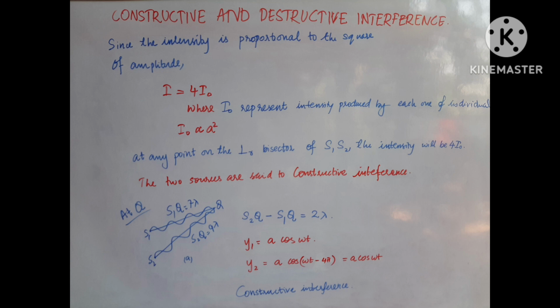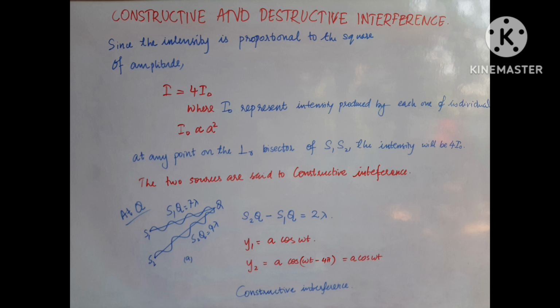When we consider these points, we can say that the perpendicular bisector of S1 and S2 shows this point and shows this kind of interference. And we can say that two sources that interfere like this produce constructive interference, so that we get a brighter spot, a more intense spot than the initial one.